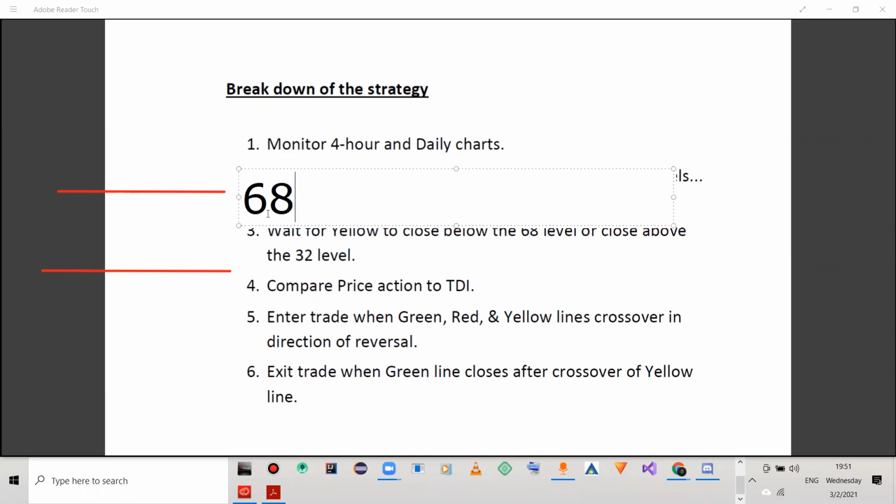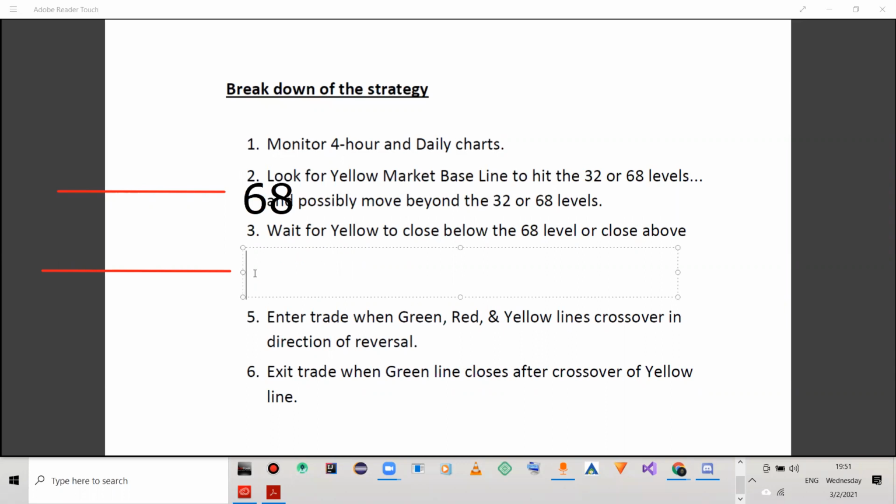So this is the 68, this is the 32. What is meant by possibly moving beyond the 68 is this move, then coming back. Price will be coming from this area, then it breaks through the 68, then it comes back, forming a hook. This is sort of like a hook, a shark fin. The move beyond the 68, then beyond the 32, will be like this.